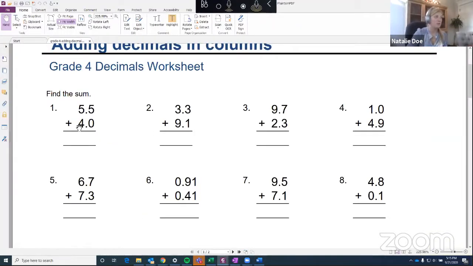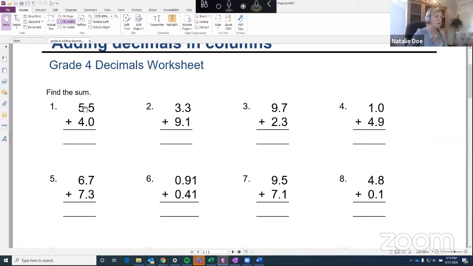So here, the first thing we do when we're adding 5.5 and 4.0 is to line them up. You want the decimals to be above each other. That way you know that your ones are lined up and the tenths place is lined up. If you've got hundredths or thousandths, it doesn't matter how much stuff you've got, just make sure you line up those decimal points.